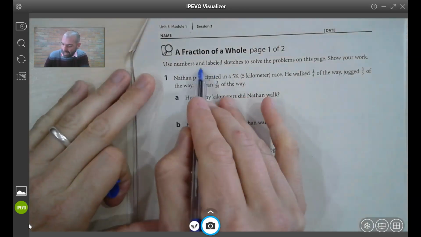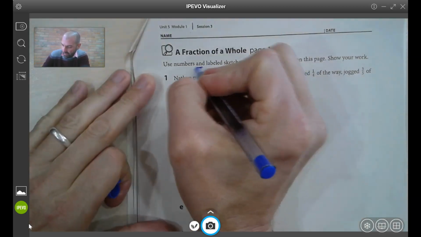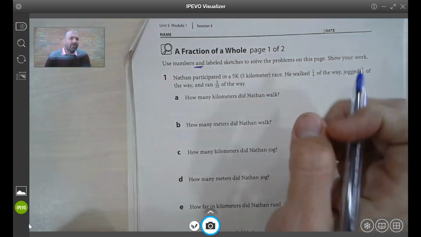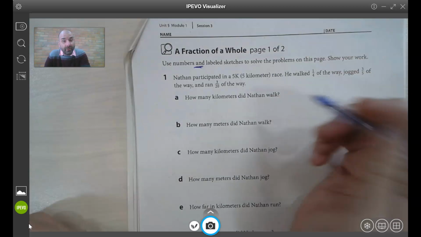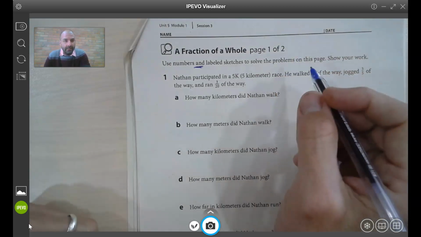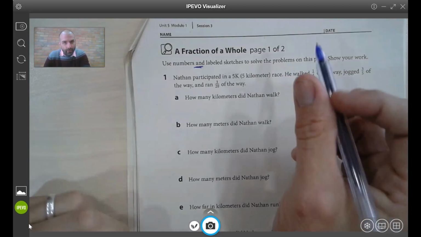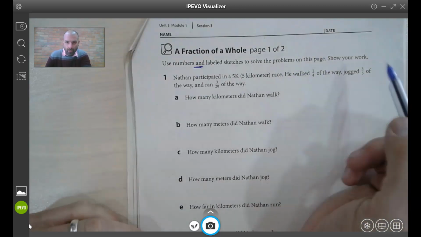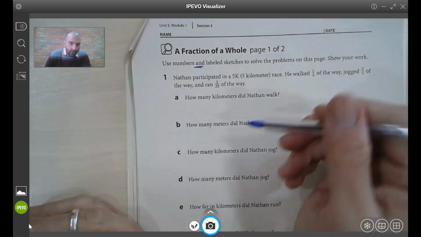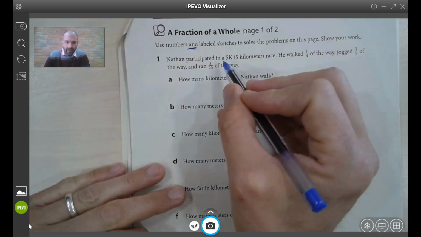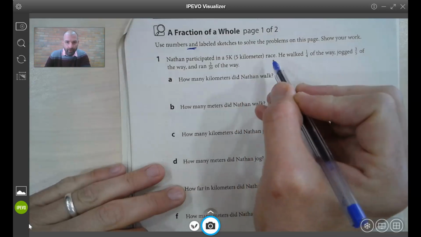Use numbers and labeled sketches to solve the problems on this page. Why, Mr. Light, do I have to show a labeled sketch? Just so we know you know what you're doing. Because just because we can do a calculation doesn't mean we understand the whole thing. So we just want to make sure that we show our work, that people can look at it and understand what you're doing.